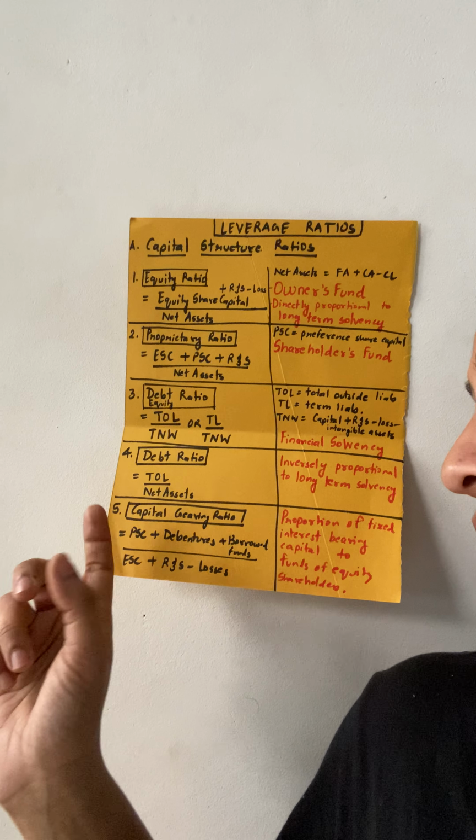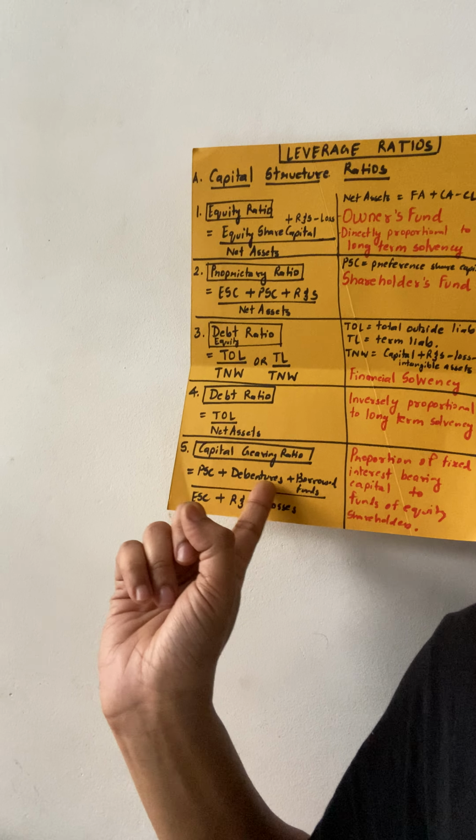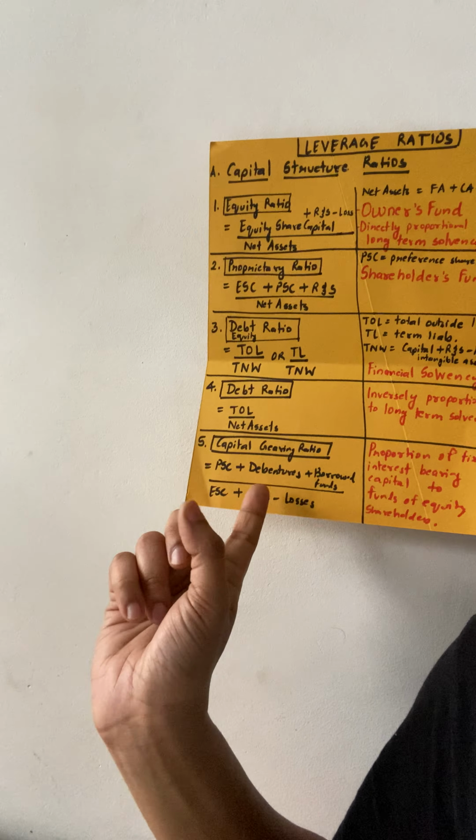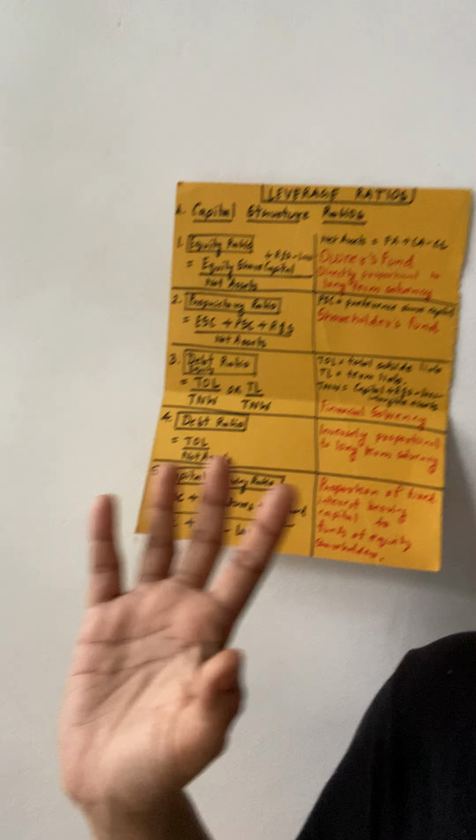Now, the last ratio being the capital gearing ratio. This is preference share capital plus debentures plus borrowed funds divided by the equity share capital plus reserves and surplus less losses. This tells us the proportion, the ratio between the owner's fund and the borrowed funds.